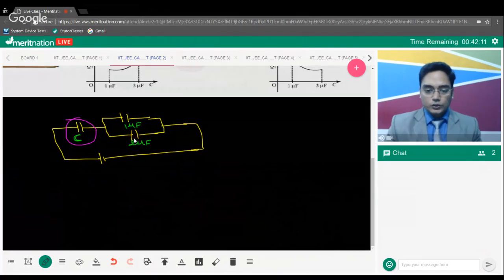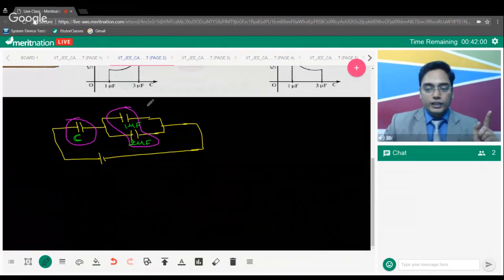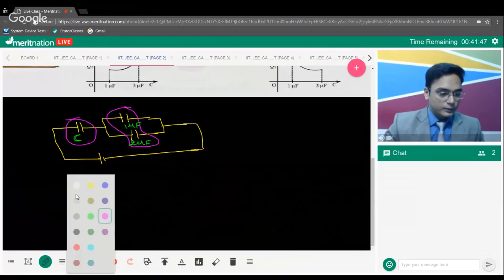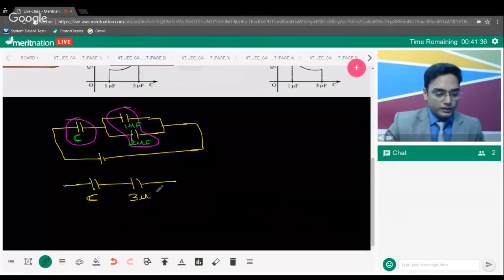So let's obtain some voltage relationship, because the voltage relationship is very important to solve such a type of circuit. We all know the 1 microfarad capacitor and the 2 microfarad capacitor are in parallel, so the voltage remains the same. Micro means 10 to the power minus 6. So we can say this is like this capacitor and its equivalent capacitor. This is C, and this is a 3 microfarad capacitor, and this is the voltage applied here.